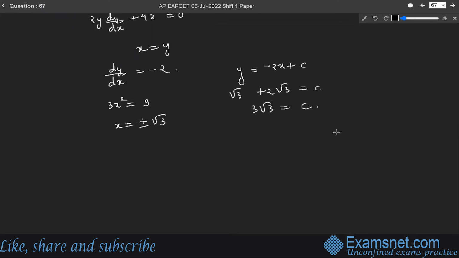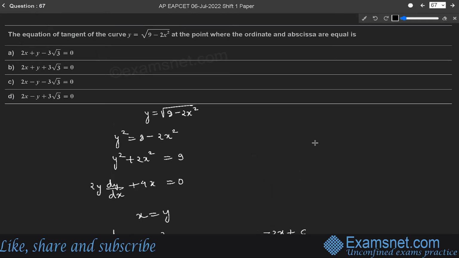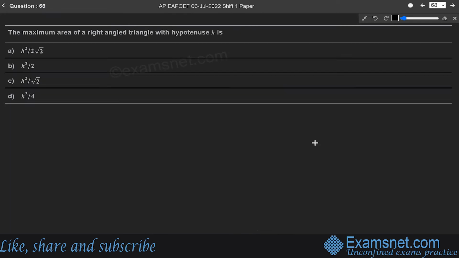So the equation of the line becomes 2x + y = 3√3, or we can write it as 2x + y - 3√3 = 0. Therefore, we can say that the equation of the line is 2x + y - 3√3 = 0. So option A is the correct option for this question.